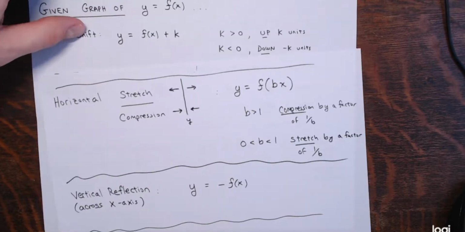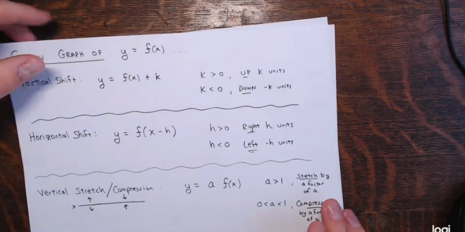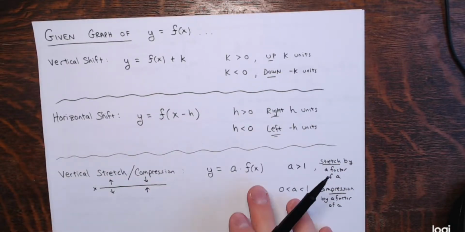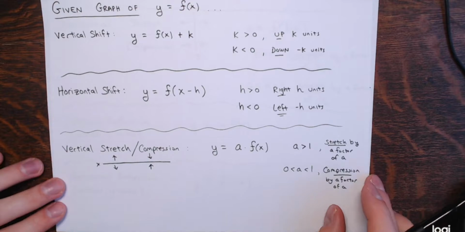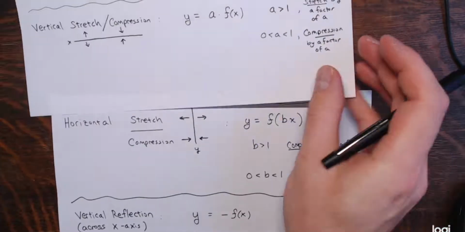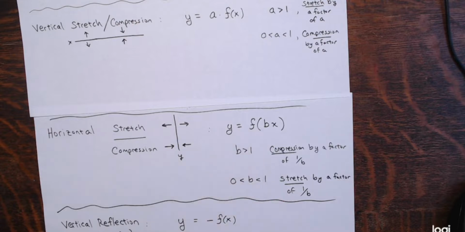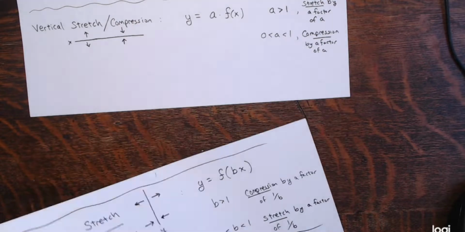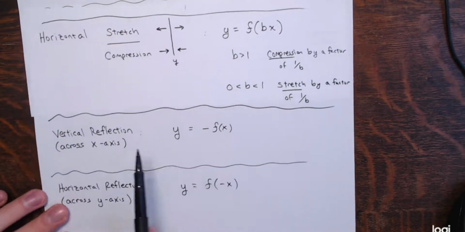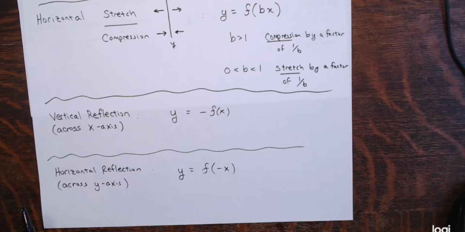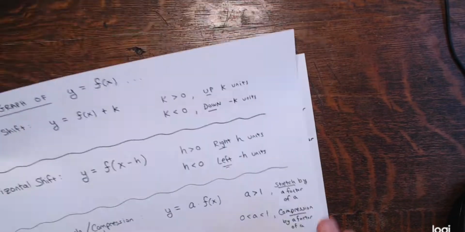All right, and I'll keep referring back to these, but these are all your transformations. Vertical shift, horizontal shift, vertical stretch or compression involves multiplication, horizontal stretch or compression, replacing x with some number times x. And then vertical reflection across the x-axis and y-axis, which involves multiplication by -1 somewhere. All right, so back to the problem.